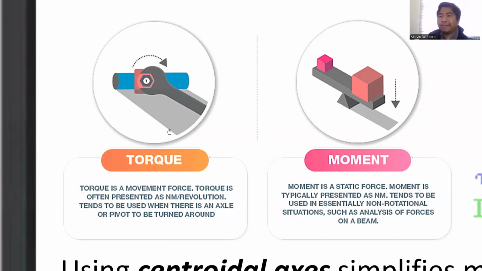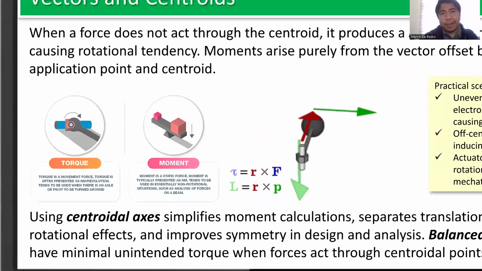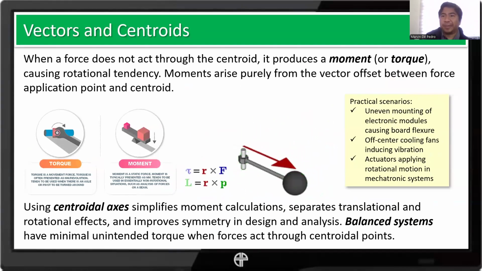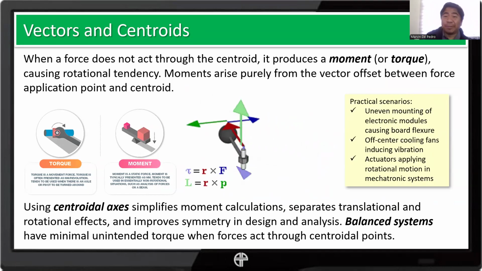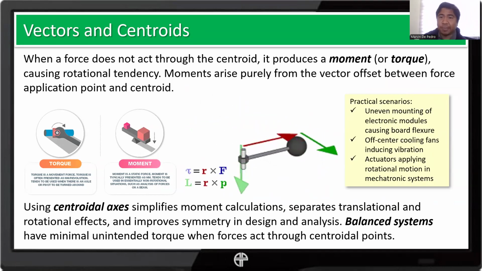Moment tends to be used in essentially non-rotational situations, such as analysis of forces on a beam. So usually we are concerned with moments when the objects are not supposed to rotate, while we are concerned with torque when the objects are supposed to rotate. I guess that's the simplest distinction or contrast between the two terminologies or physical concepts.